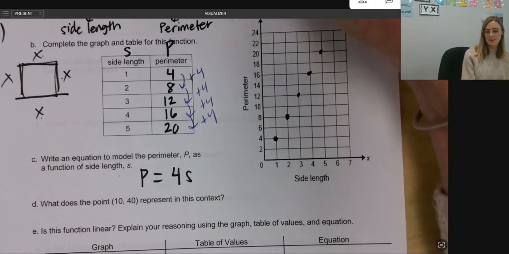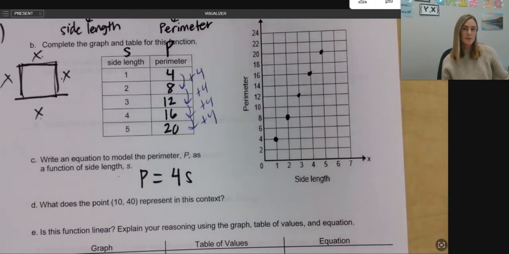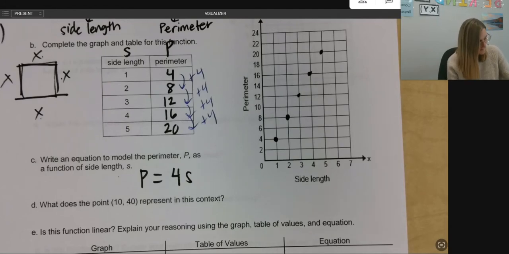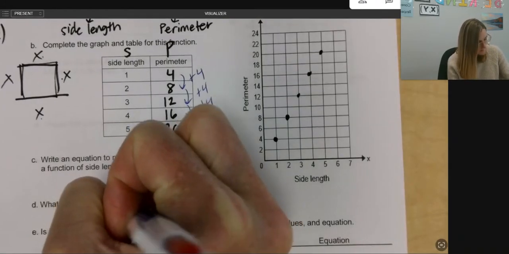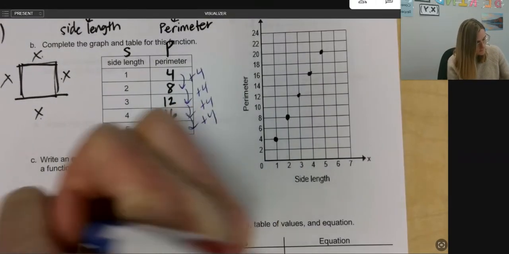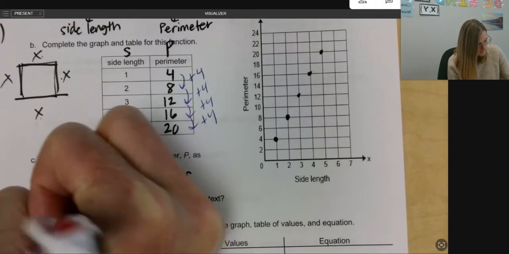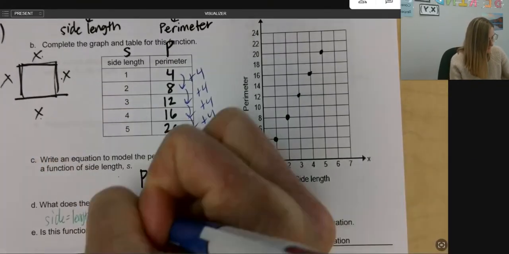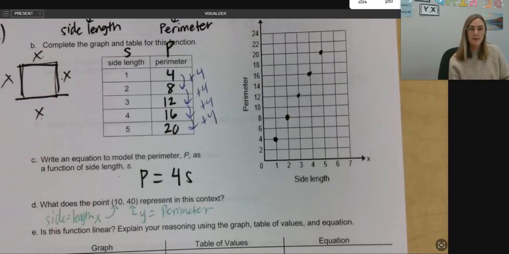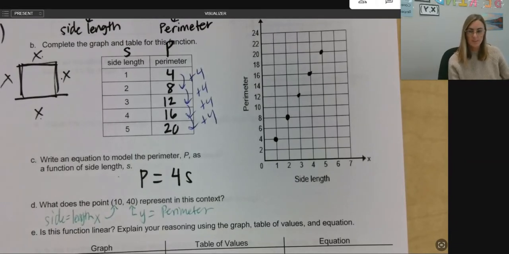What does the point (10, 40) represent in this context? So when it says in this context, it means in the context of the square. So (10, 40), well, because my perimeter was my dependent, it means that my dependent is my y value and my independent is my x. So this would be my side length and my y value would be my perimeter. So you could say with a side length of 10, my perimeter is 40.